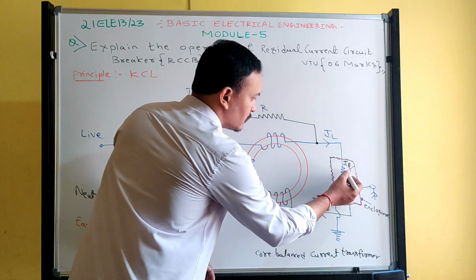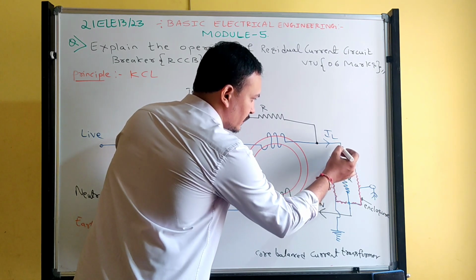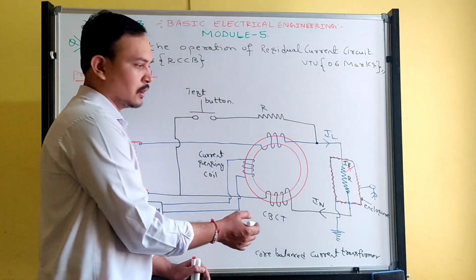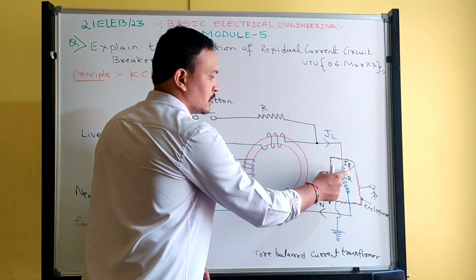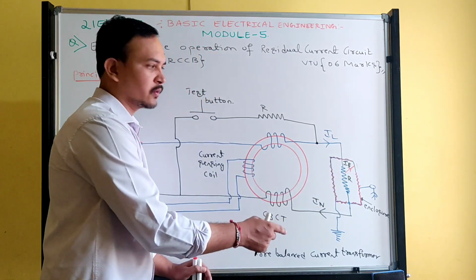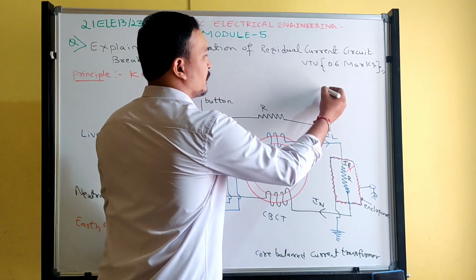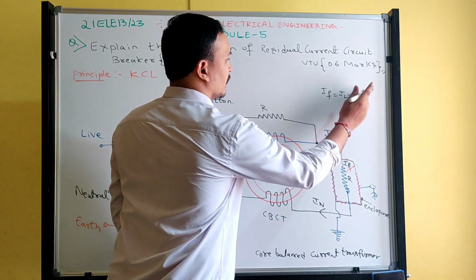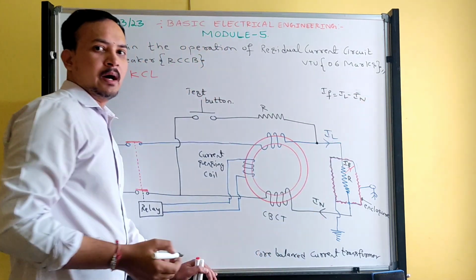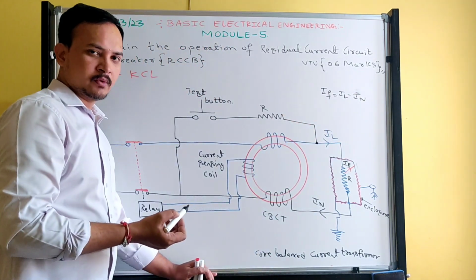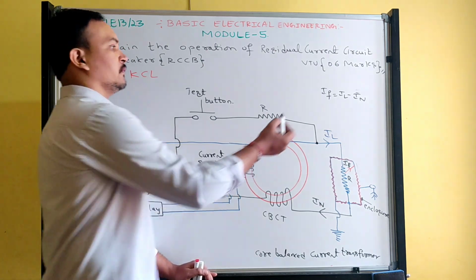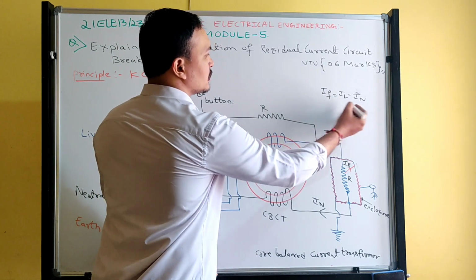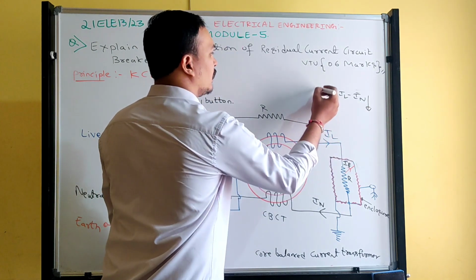Now what happens? Whatever current comes from the line, the entire current does not come out from the neutral, because part of the line current is passing through the fault side. So the fault current will be line current minus neutral current. Under normal condition, fault current will be 0. If something abnormal happens, the neutral current decreases and the fault current increases.